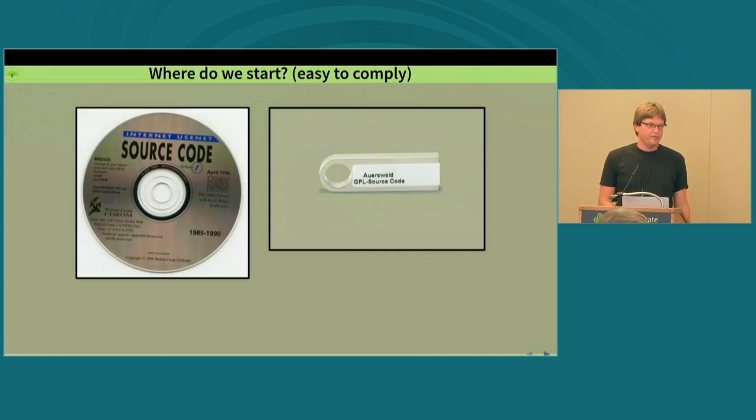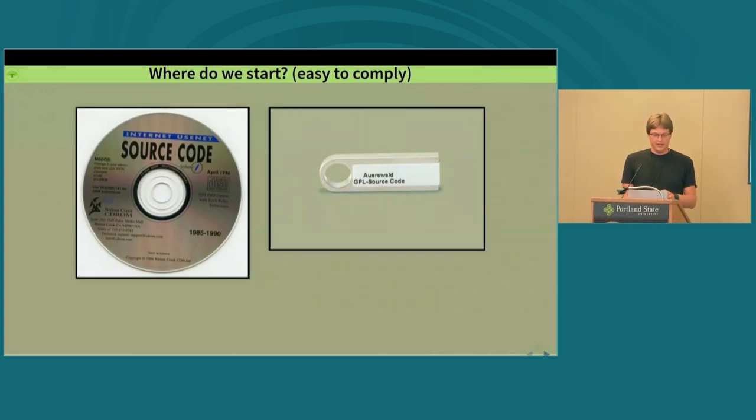Or you could provide it on a USB stick if you prefer. This is a USB stick from Auer's Vault that has their GPL source code on it. So this is one way to comply. You can provide the source code on a durable physical medium like one of these, along with the product.